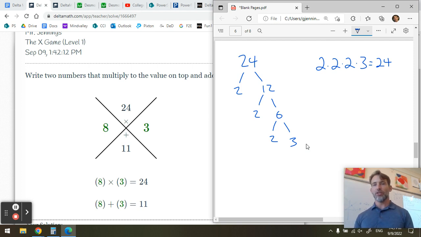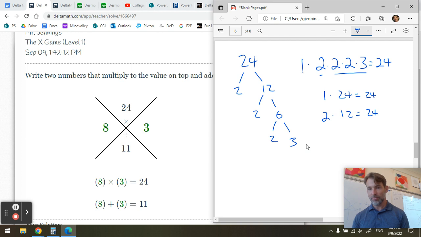So I can use this to generate a big list. And it also is helpful to remember that 1 times all this is still 24. So I have this list. 1 times 24 equals 24, but that adds to 25. That doesn't work. 2 times 12 equals 24, but that adds to 14. It doesn't add to 11. 2 plus 12 is 14.